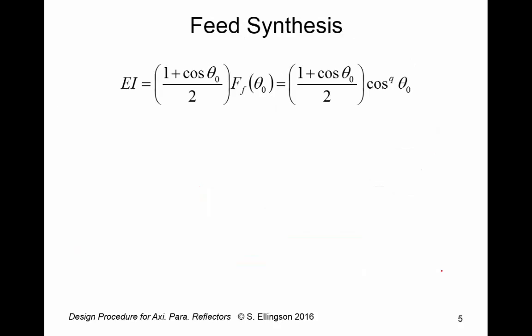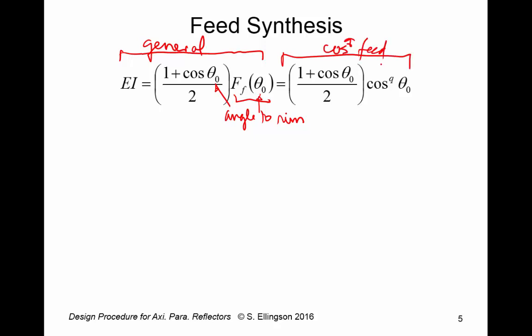Okay, feed synthesis. We know that in general, the edge illumination is 1 plus cosine theta naught, remember, that's angle to the rim, divided by 2 times the normalized feed pattern evaluated at the angle to the rim. And for a cosine Q feed model, we have this. Just the same leading trigonometric factor, and then cosine raised to the Q power evaluated at theta naught.